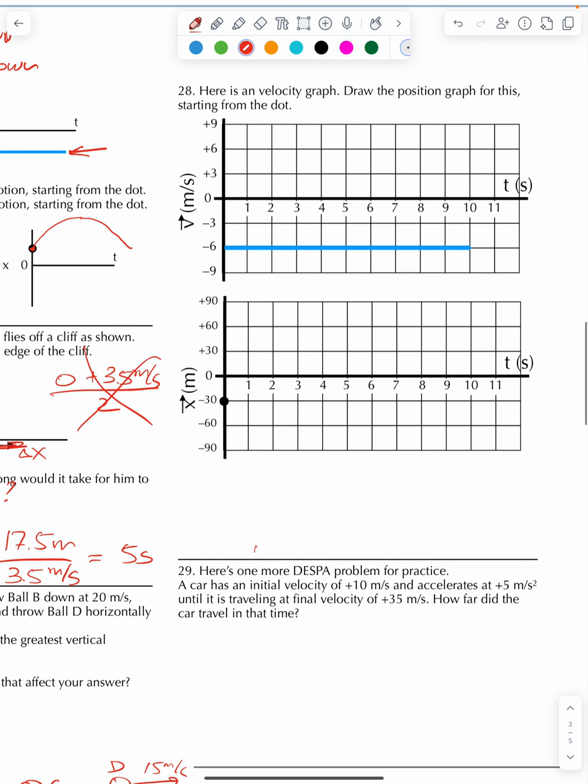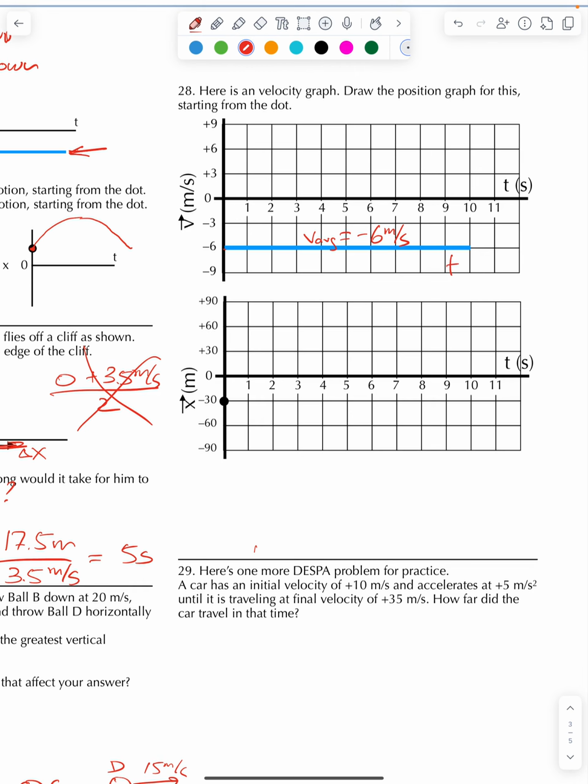Okay, here's one. Here's a velocity graph. Draw the position graph for this. So again, let's interpret this, but we're actually going to need to do it numerically. This is constant velocity of -6 meters per second, right? So I can say the V average is -6 meters per second. Now again, the average velocity is not -3. Did it ever start at 0 meters per second? No, it started at -6 and it ended at -6.